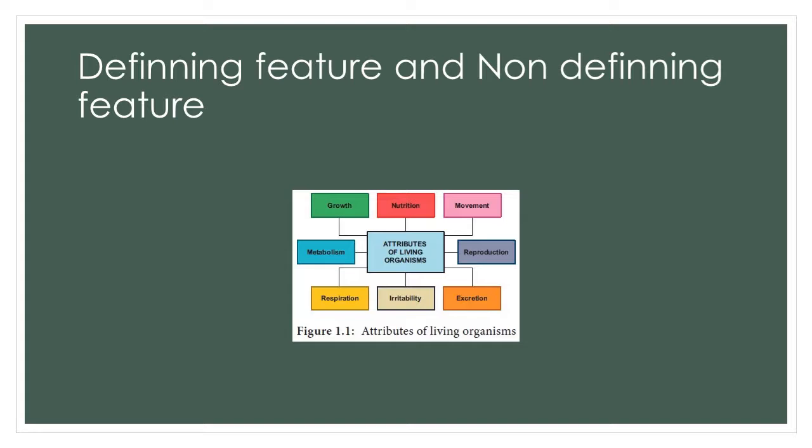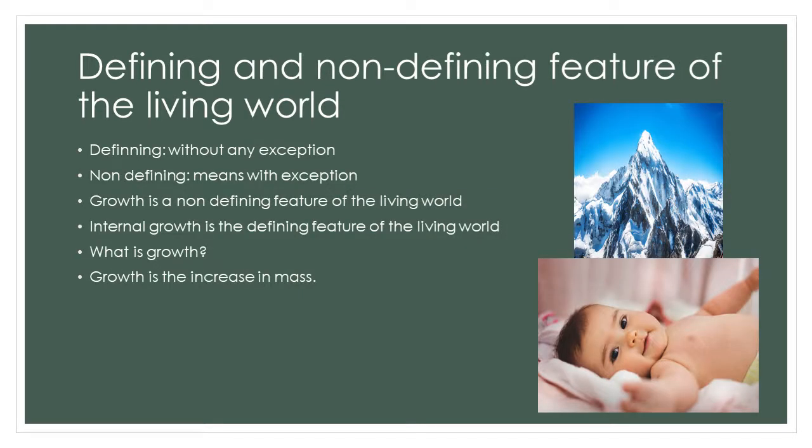Defining and non-defining features. What are the defining and the non-defining features? Defining means without any exception and non-defining means with an exception. Attributes of living organisms: growth, nutrition, movement, metabolism, reproduction, excretion, irritability and respiration. Growth is a non-defining feature of the living world. It means that growth has got exceptions.